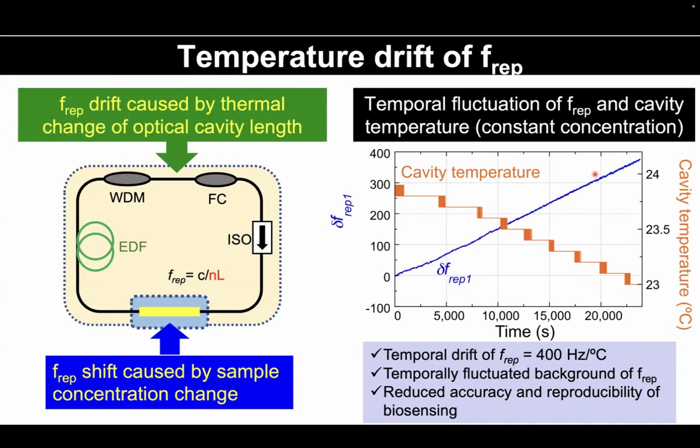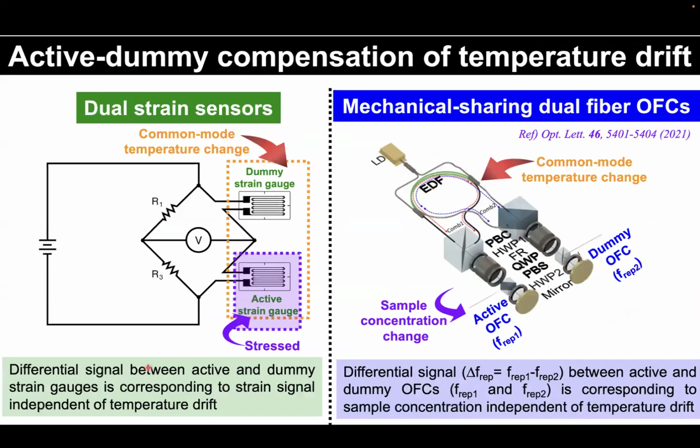Since such a temperature drift of FREP is larger than the FREP shift caused by the sample concentration change, it reduces the accuracy and reproducibility of biosensing as a temporally fluctuating background signal. To suppress the temperature drift, we focus on the active dummy compensation, which is often used with strain sensing.